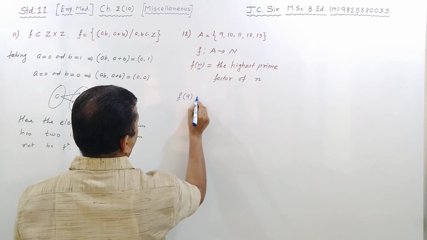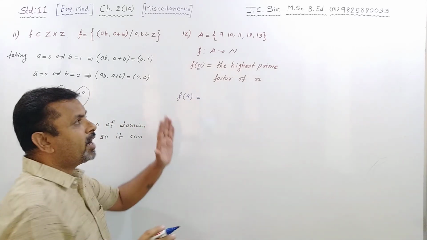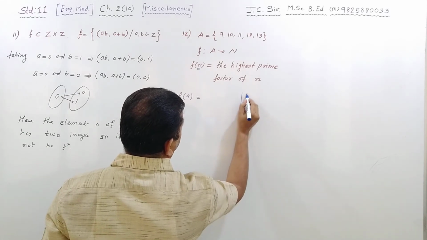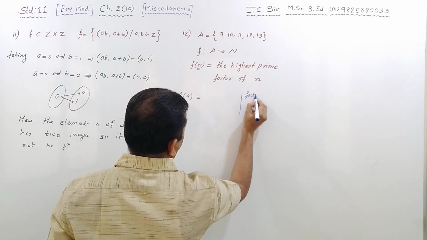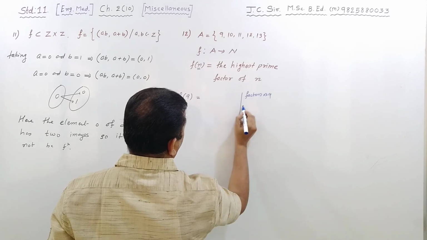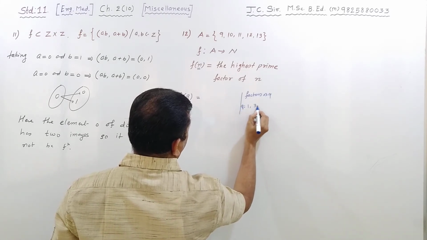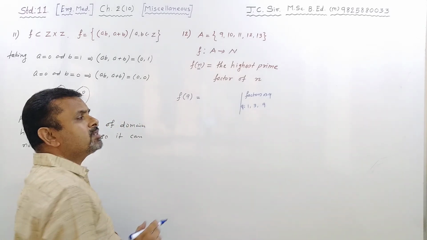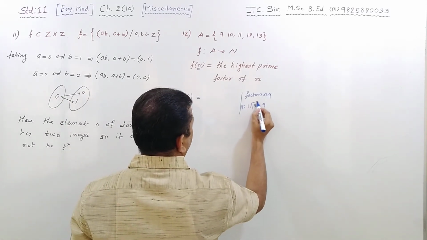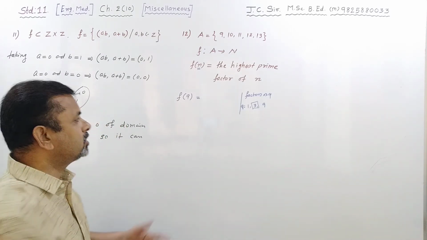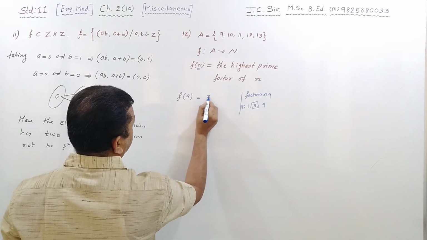So what will F9 be? What do we have to take? The highest prime factor of 9. So I am writing the factors of 9: 1, 3, 9. Now it has 3 factors. 3 is the only prime factor. So which will be the highest? In that form, the answer is 3.